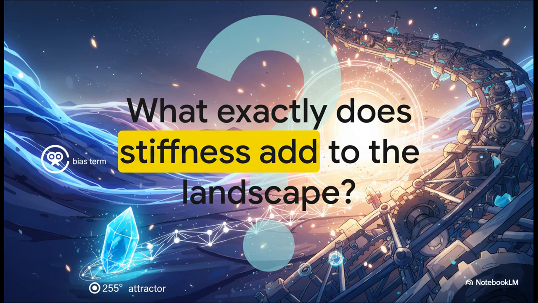If the bias term tells the phase which way the landscape leans, what exactly does stiffness add? Does it merely add resistance to motion, or does it dynamically enforce the selection of a preferred coherent center? Think on that distinction, because in Episode 5, we'll use this very framework, complete with its new stiffness, to derive the 15-degree shift and begin our road to the final 255-degree attractor.